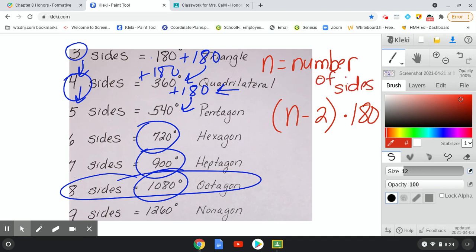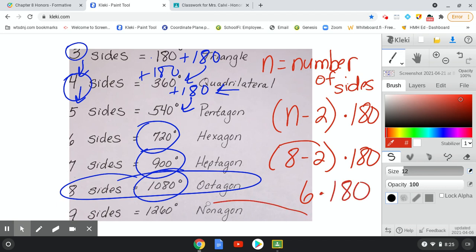Let's say you needed to know the interior angle measurements of an octagon. An octagon is an 8-sided figure, so the number of sides would be 8. I subtract 2 and multiply by 180. Since this is in parentheses, order of operations comes into play. We have to solve what's in parentheses first. So 8 minus 2 gives me 6. 6 times 180 equals 1080 degrees.